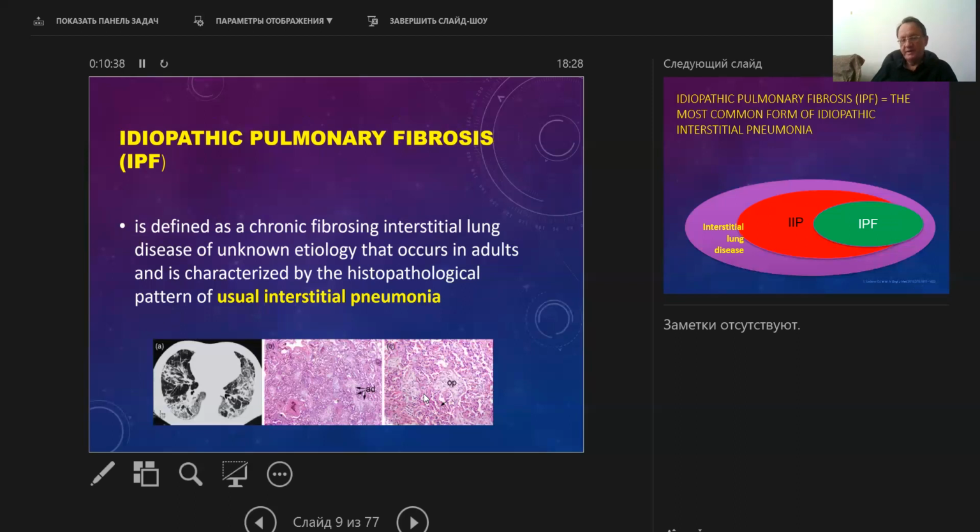That's why if radiologists write down the conclusion that these changes on CT scan look like usual interstitial pneumonia, or have a usual interstitial pneumonia pattern, it means the diagnosis of idiopathic pulmonary fibrosis is confirmed.